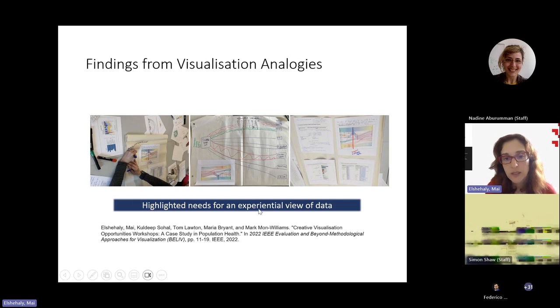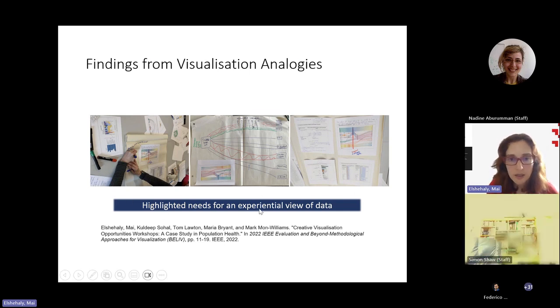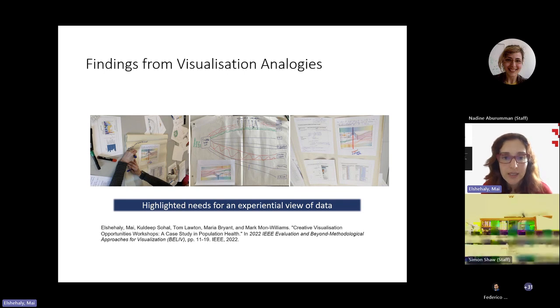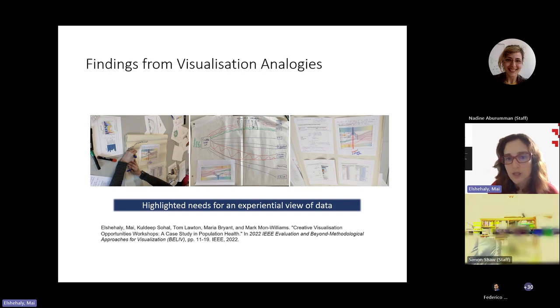And the idea of that experiential view of the data was also captured in a lot of the sketches that we captured in the co-design workshops. So people really wanted to see that journey, that human story, that timeline of events, and then use data as a way to contextualize that lived experience.